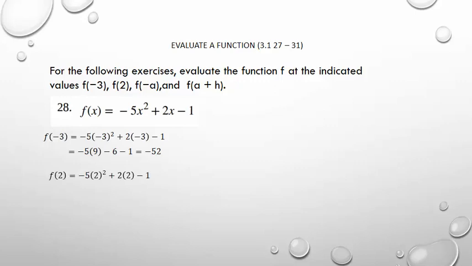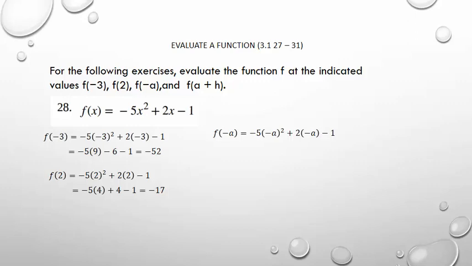And then f of 2, similar. I take the x's out, plug in 2. I get negative 5 times 2 squared plus 2 times 2 minus 1. And that one I worked out and got negative 17. And then the other two on this problem, we're going to get solutions that involve a and a plus h, or a and h on the second problem there.